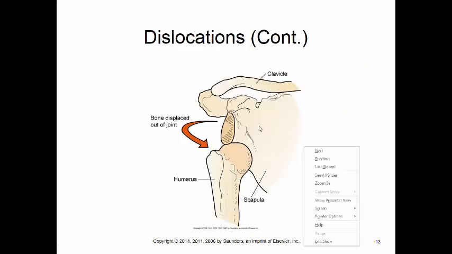So here's an image of joint displacement, and you can see the dislocation where it's actually out of place. It should be right there inside of that, near that glenoid cavity, but instead the head of the humerus is dislocated, out of place.